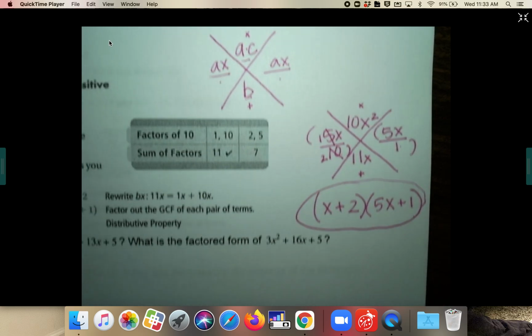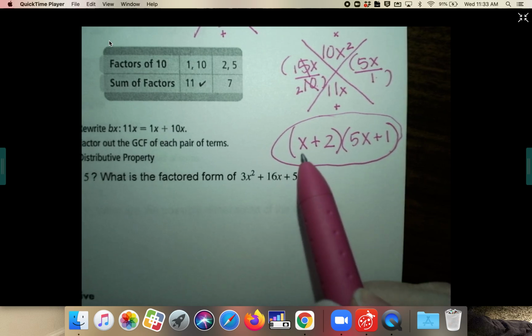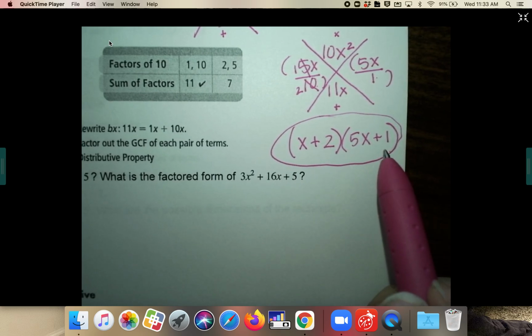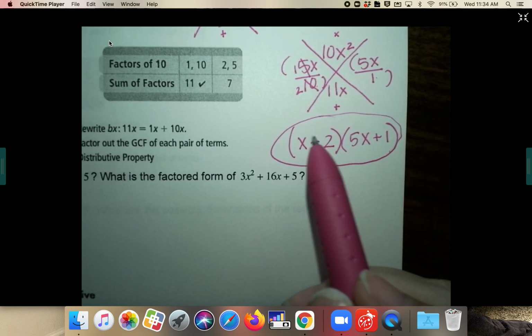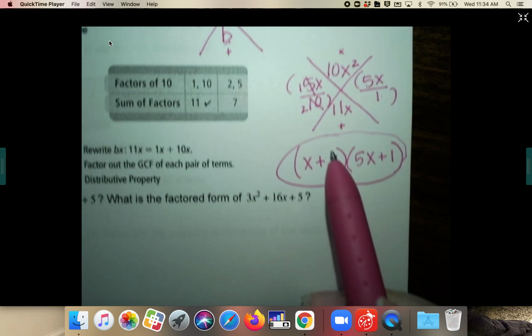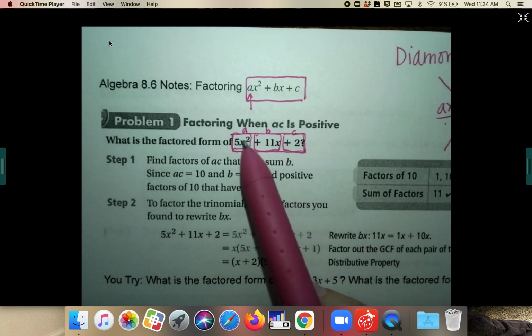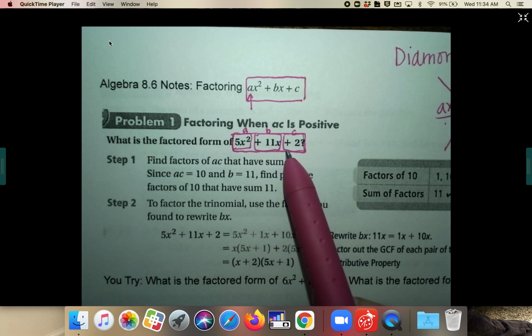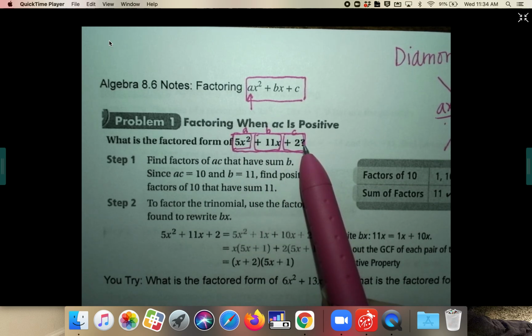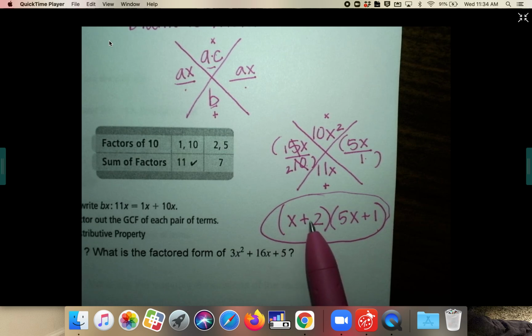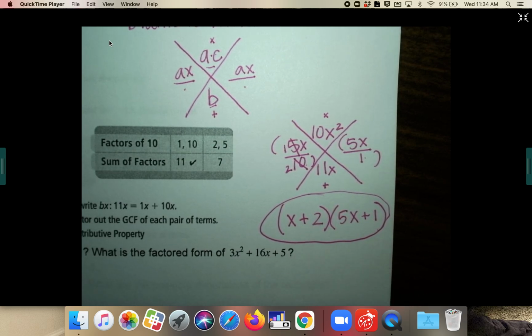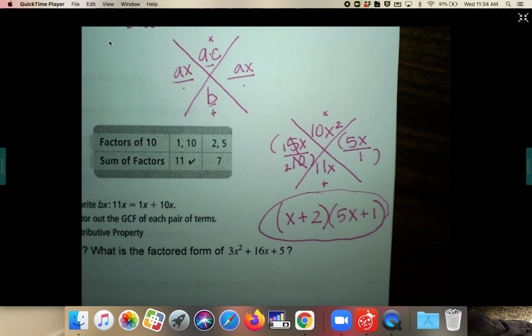So it is up to you. If you're a good guesser and checker, feel free to just play with numbers and see that when you FOIL this, you need to end up with 5x squared plus 11x plus 2. So basically reversing it to get these two binomials multiplied is what we're looking to do. We're factoring it into two sets of parentheses. Okay, we need to try this a lot.